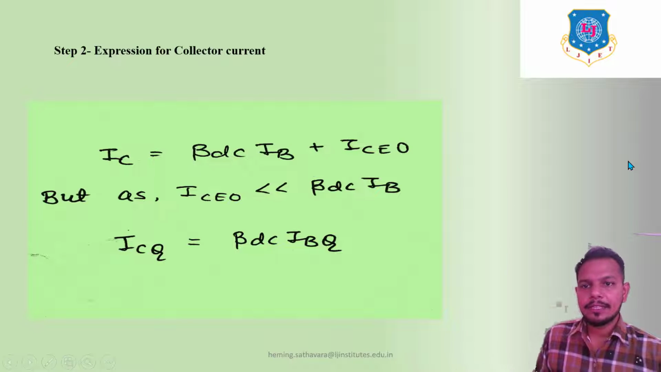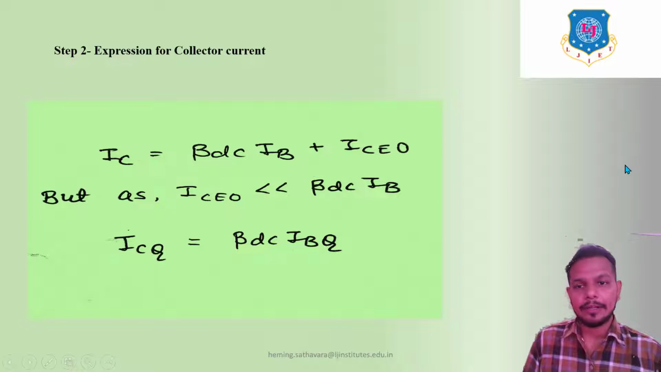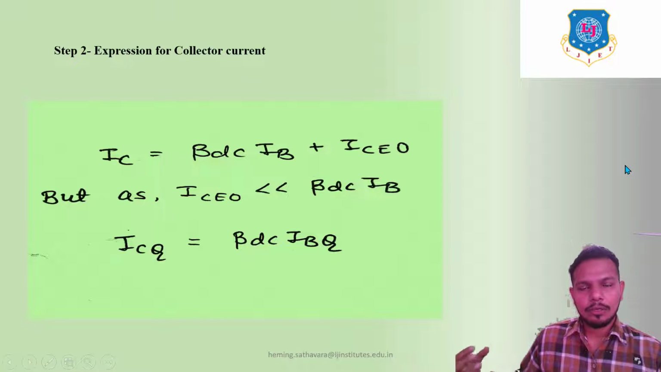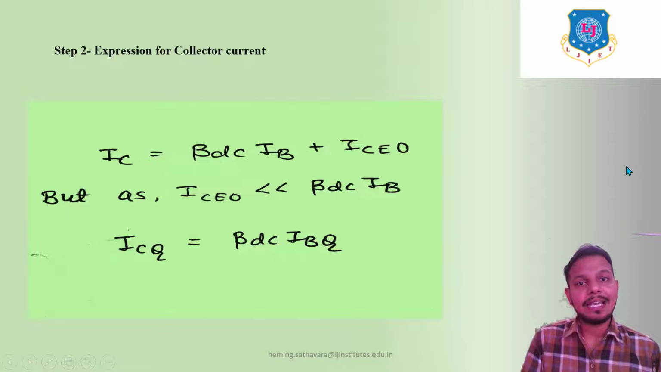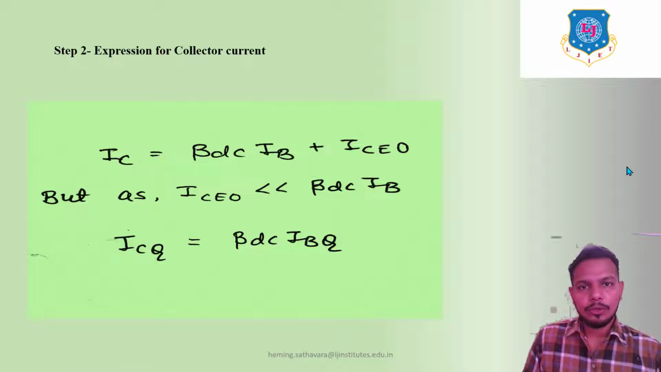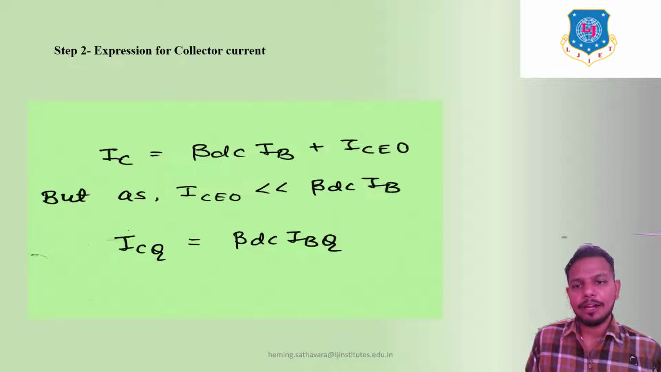Next, this is the expression for the collector current, which is known as IC. We have discussed it earlier. IC is equal to beta DC IB, right? So we just have to put the IBQ value in this equation and we will get ICQ is equal to beta DC into IBQ, whereas IBQ is equal to VCC upon RB.